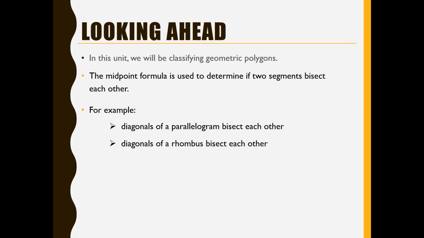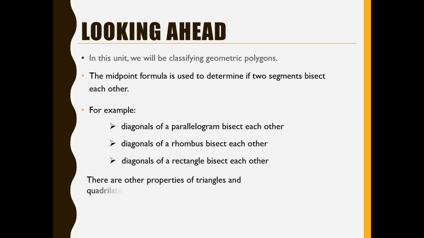Diagonals of a rhombus bisect each other. Diagonals of a rectangle bisect each other. Those aren't the only properties involving bisection. We'll see more in the upcoming lessons.